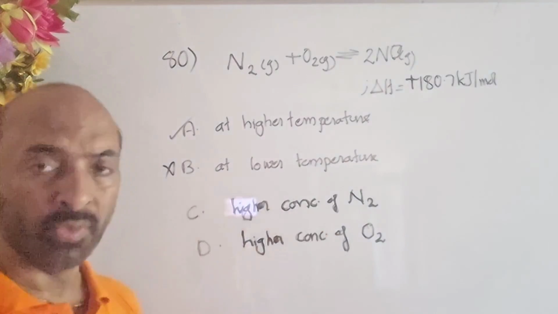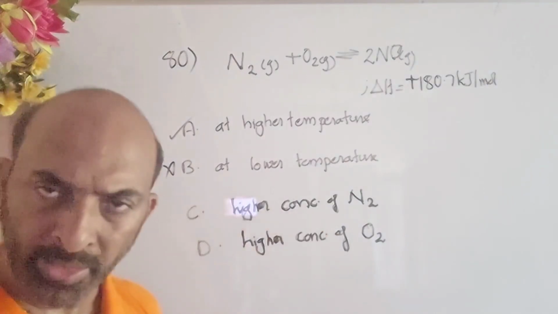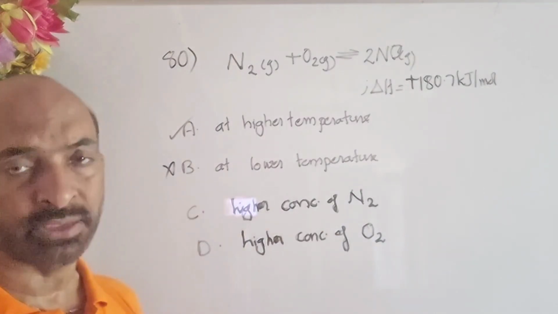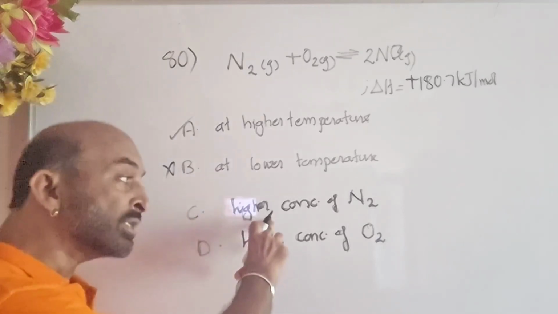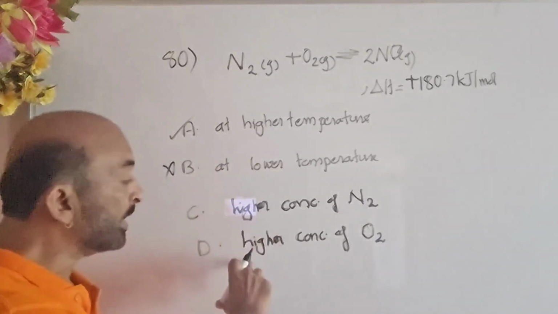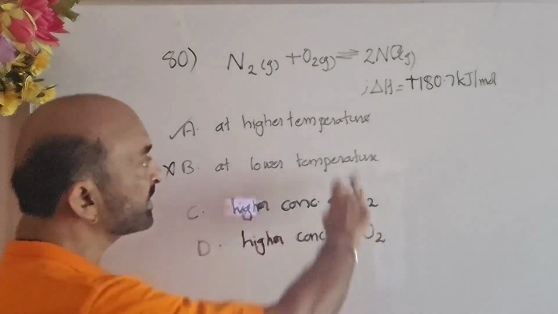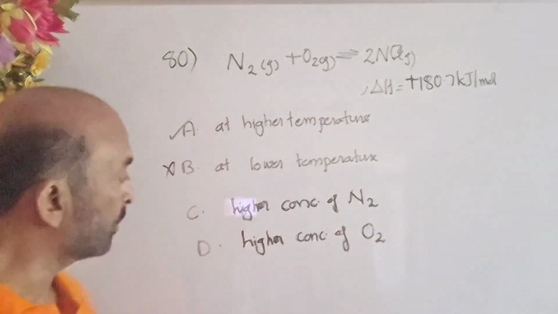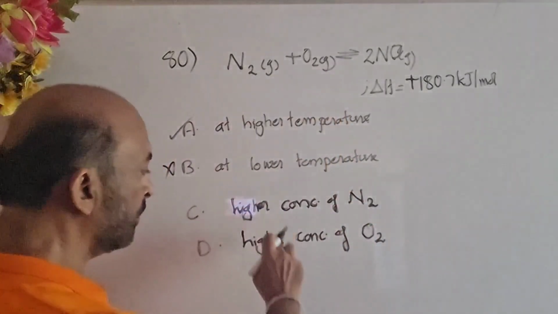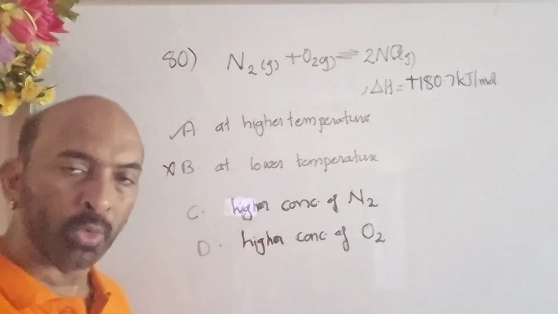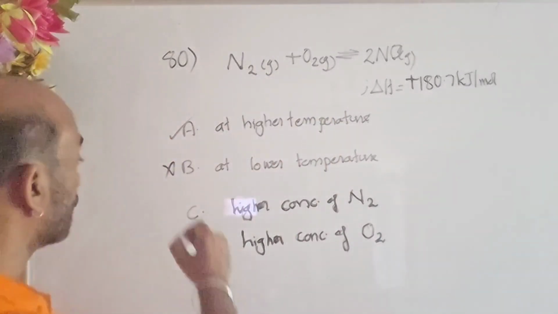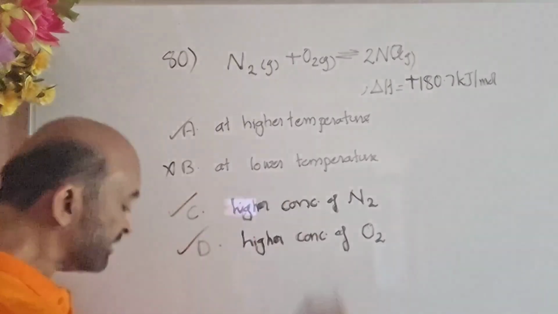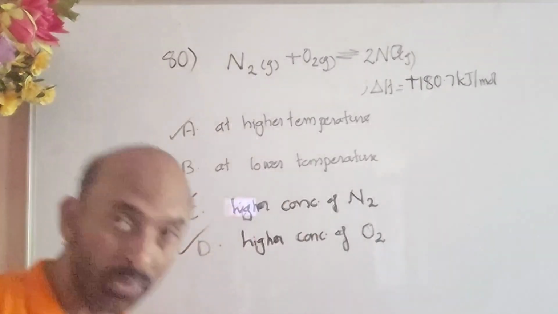So we know when the concentration or partial pressures of the reactants are enhanced, the forward reaction is favored, as per Le Chatelier's principle. So high concentration of N2 as well as high concentration of O2, which is the other reactant, both would favor the forward reaction, which is the production of NO. So this statement as well as this statement are true here.